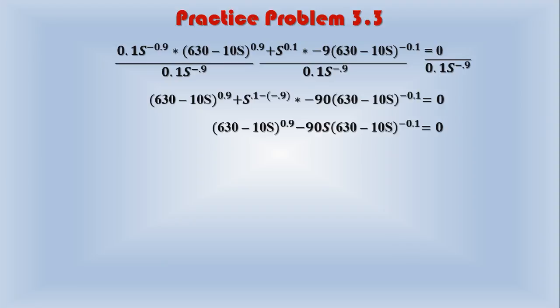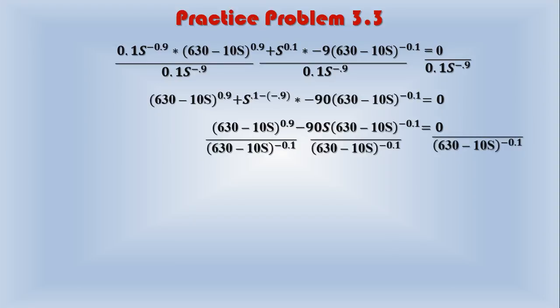And now we want to get the s's out of the parentheses. So we're going to divide both sides, in this case, by this term here, 630 minus 10s raised to the power of negative 0.1. That's going to cancel out on the right. And then this will get rid of the exponent on the left here. So on the left, we're going to have 630 minus 10s raised to the power of 0.9 minus negative 0.1, right? Properties of exponents allows us to do this, to go from this to this. And then you have negative 90s because these terms cancel out. And then 0 minus that divided by that term is 0.